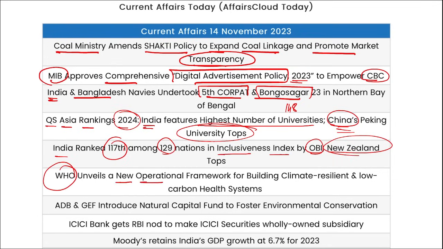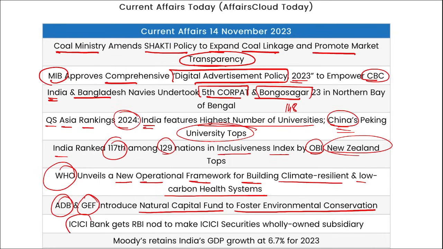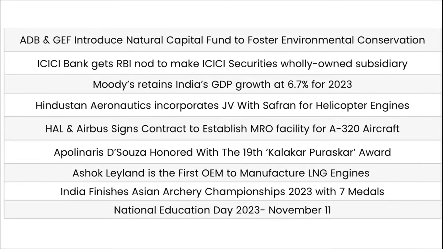WHO has unveiled a new operational framework for building climate resilient and low carbon health systems. Asian Development Bank and GEF have introduced a National Capital Fund to foster environmental conservation. ICICI Bank has got the RBI note to make ICICI Securities a wholly owned subsidiary, and Moody's has retained India's GDP growth rate at 6.7% for 2023.